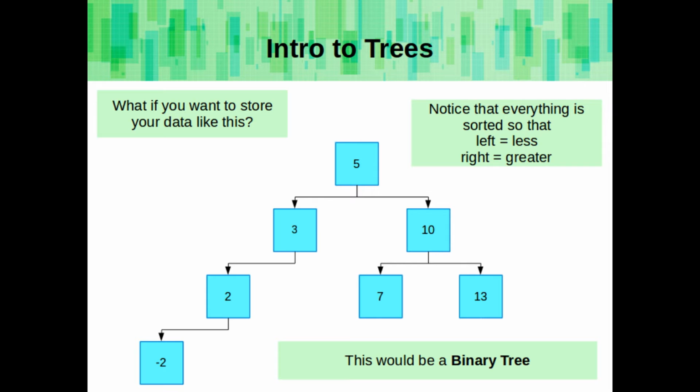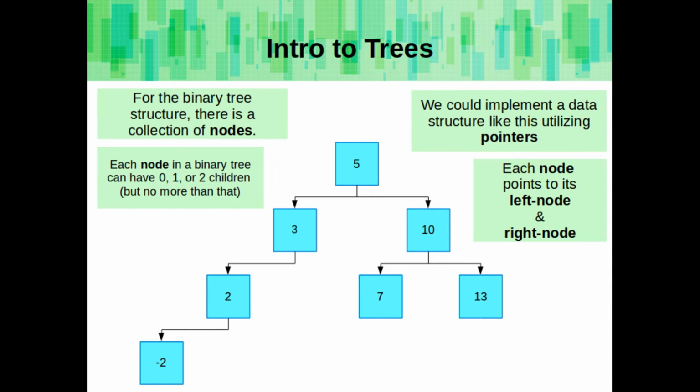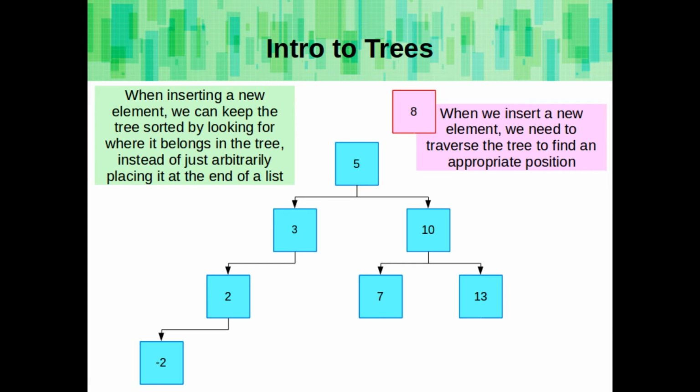This would be a binary tree. For the binary tree structure, there is a collection of nodes. Each node in a binary tree can have 0, 1, or 2 children, but no more than that. We could implement a data structure like this utilizing pointers. Each node would point to its left node and right node. When inserting a new element, we can keep the tree sorted by looking for where it belongs in the tree, instead of just arbitrarily placing it at the end of a list.